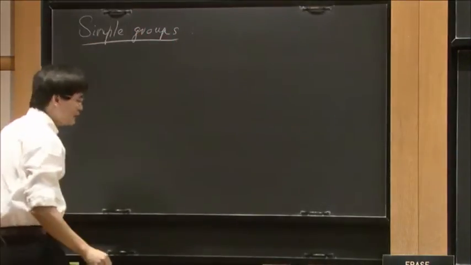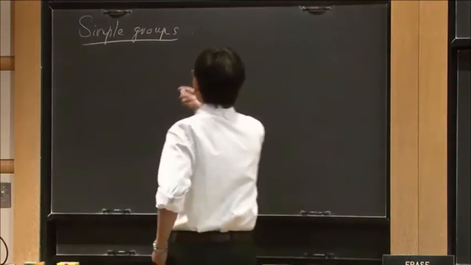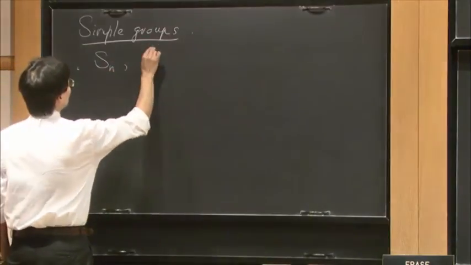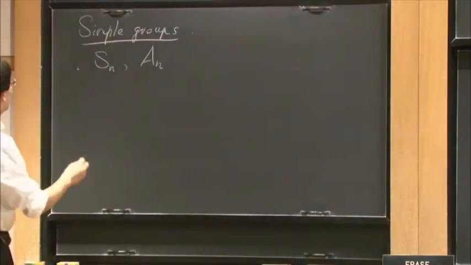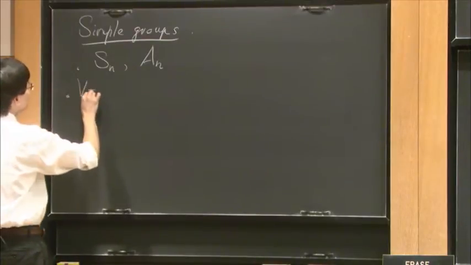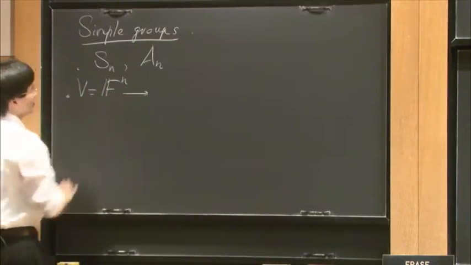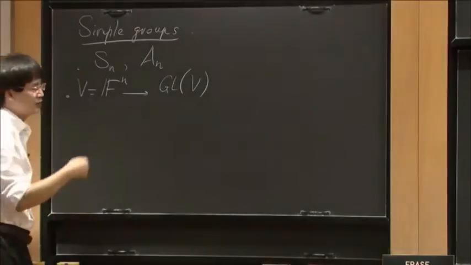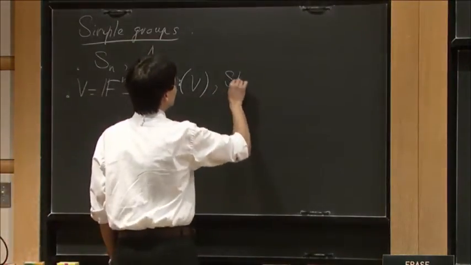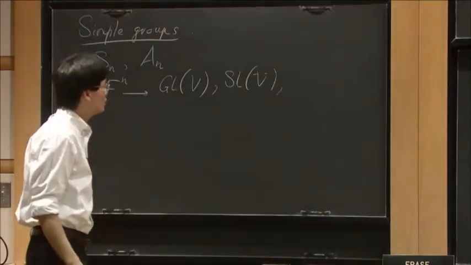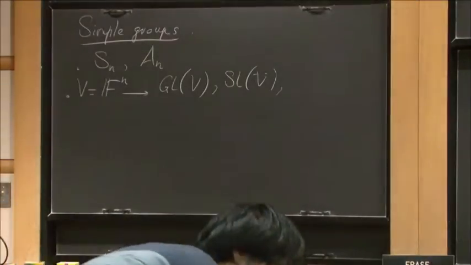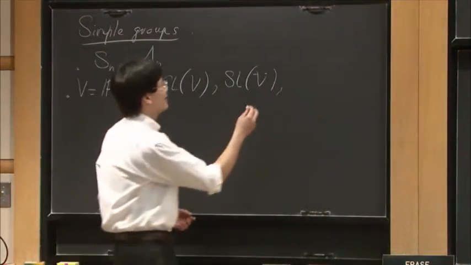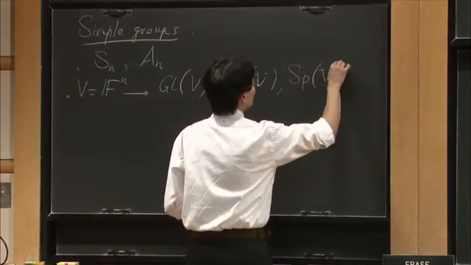Okay, so let me just mention some of the groups that we are going to look at today. Of course, all of us know the symmetric group on n letters, and then you have the alternating group on n letters. And if you have a finite dimensional vector space over something, say F, then you can associate with it the general linear group, the group of all invertible linear transformations from V to V, and the special linear group. And then if you consider V with a form which is non-degenerate, symmetric or anti-symmetric, then you can look at the isometry group of the form, and you get the symplectic group, or maybe the orthogonal group.